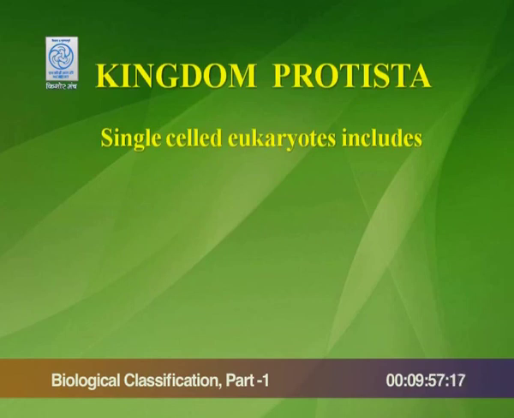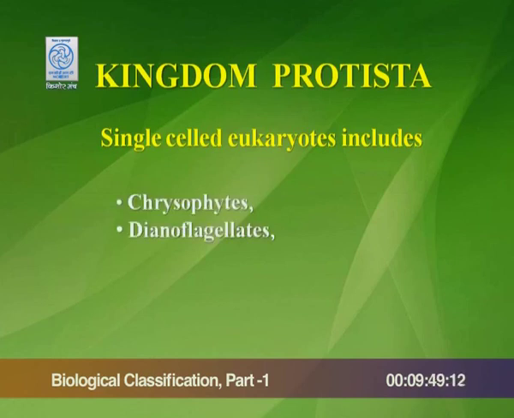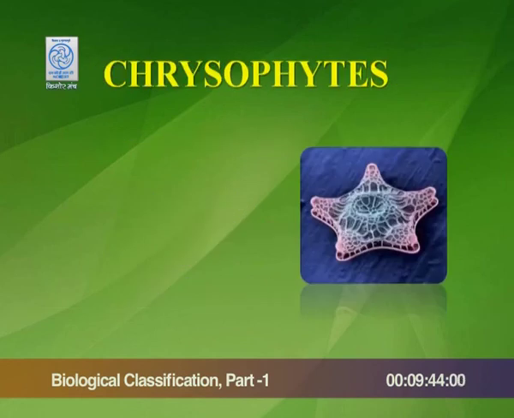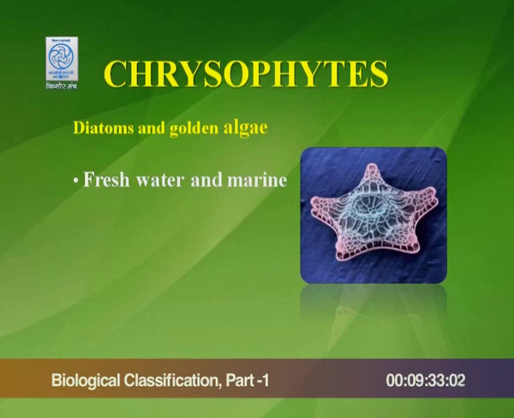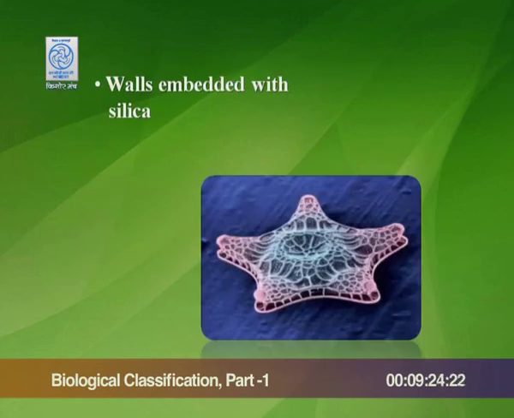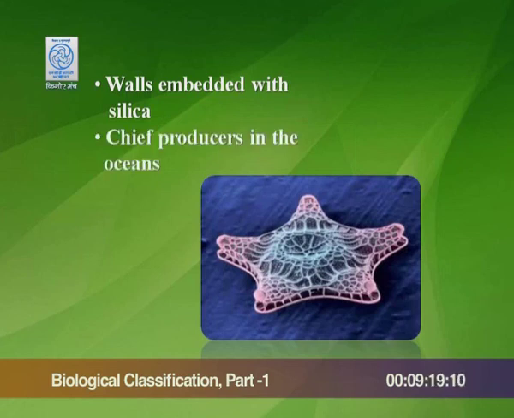Kingdom Protista, they are single celled eukaryotes which include chrysophytes, dinoflagellates, euglenoids, slime molds and protozoans. Chrysophytes, they are the diatoms and golden algae. Their characteristics are they are found in fresh water and marine. They are photosynthetic. Cell wall forms two thin overlapping shells. Their walls are embedded with silica. They are the chief producers in the oceans.